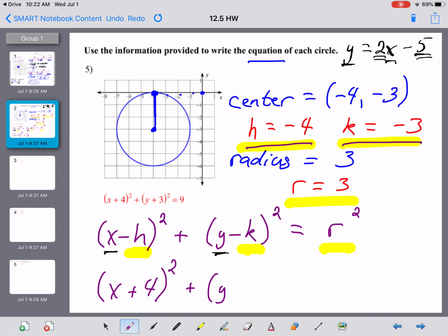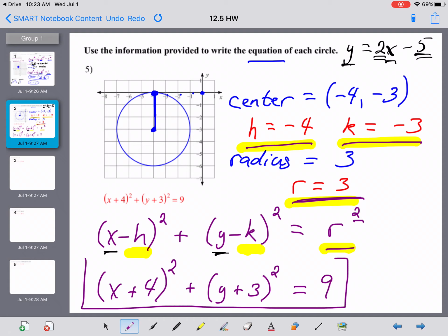Well, k is -3, but rather than writing minus -3, we're going to change that to a plus 3. Close it and square it. Is equal to, be careful here, your radius now gets squared. So we had a radius of 3. Don't write this as 3 squared, guys. Let's go ahead and do the work on that. 3 squared is going to end up getting you 9. And this here then is the equation of that circle that was graphed there in blue. (x + 4)² + (y + 3)² = 9.